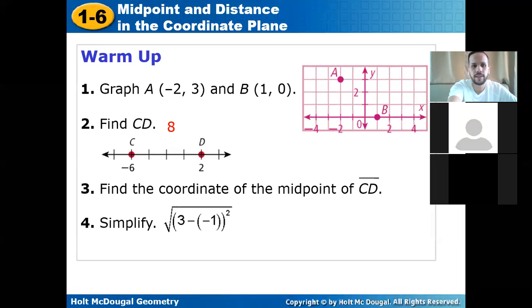We know how to find CD, for example. We just got to add them, okay? And how to simplify that, well, you can do it with a calculator, okay? You just put everything inside the square root. I'm talking about number 4, and that gives you 4, okay?